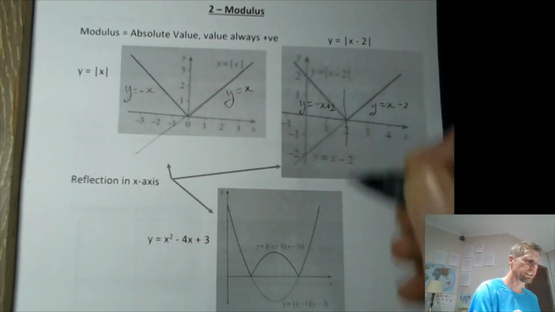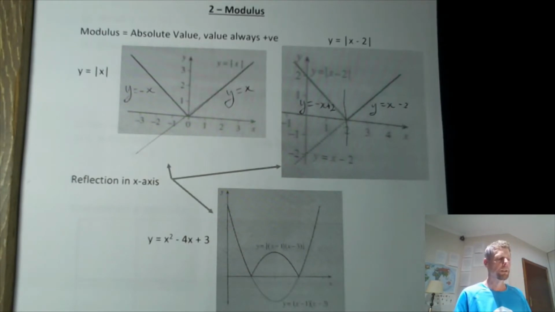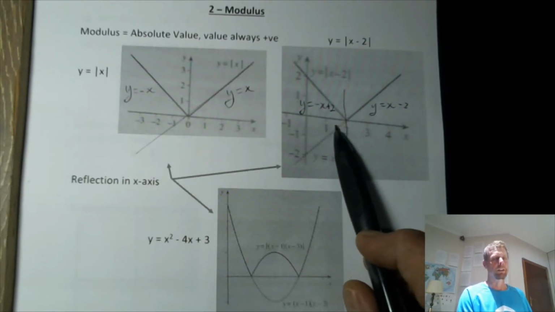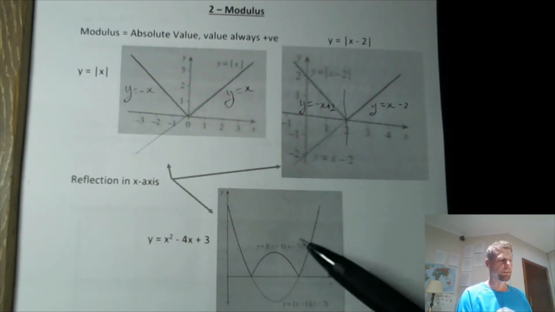Sorry, that's minus x plus 2. So the whole function has to be inverted. So every term in the function gets inverted. As soon as this goes negative, we just flip it over the x-axis.